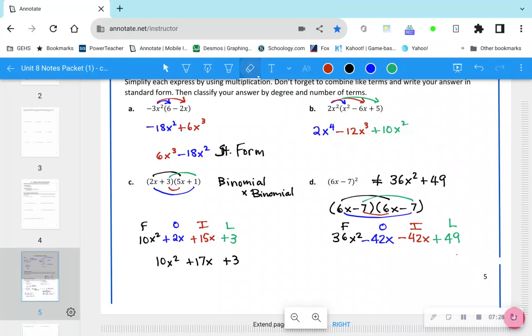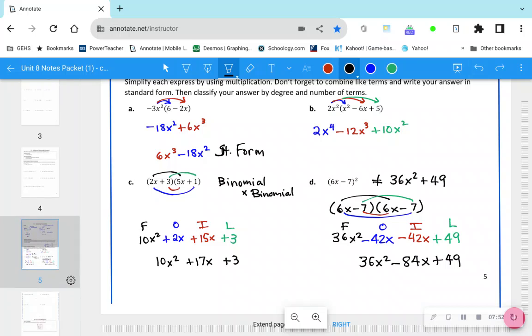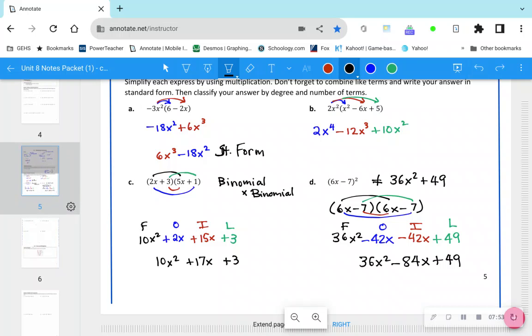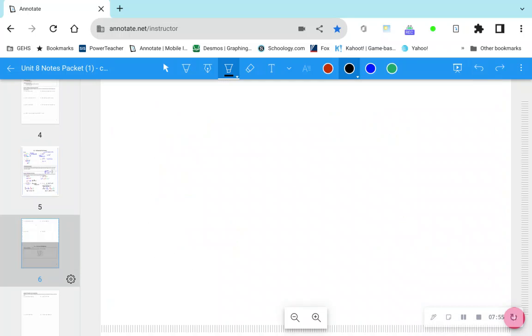Now, when you combine your like terms on this, the minus 42x and minus 42x gives minus 84x. And if you compare that with this one up here, you can see that it's missing part of the correct answer. So exponents right here, they don't distribute. Very common mistake, by the way. I think it's one of the more common mistakes made in high school mathematics.